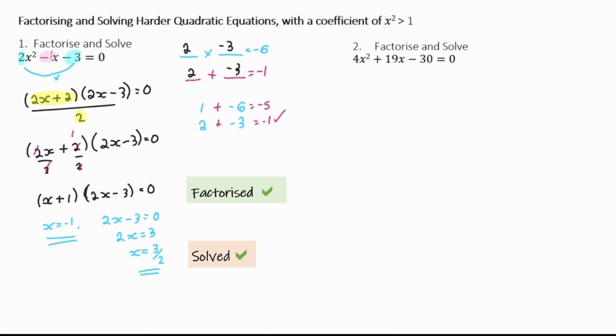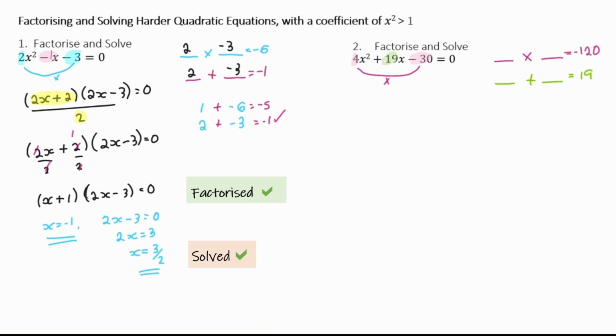For number 2, we are factorising and solving 4x squared plus 19x minus 30 is equal to 0. So we are first going to multiply the coefficient of x squared, which is 4, with the number term, which is minus 30, and that gives us minus 120. So we're looking for two numbers that multiply to give us minus 120. And those same two numbers will need to add to give us 19.